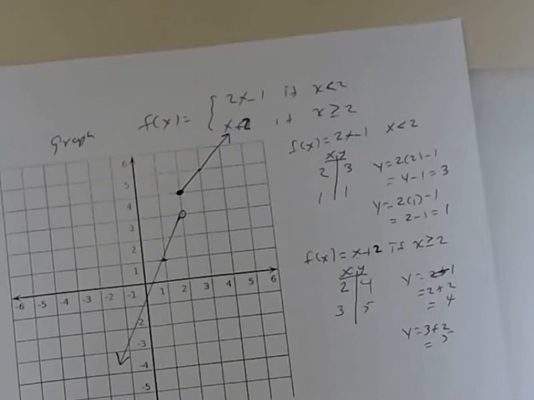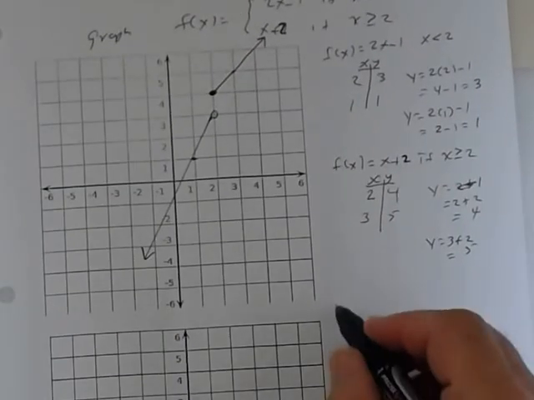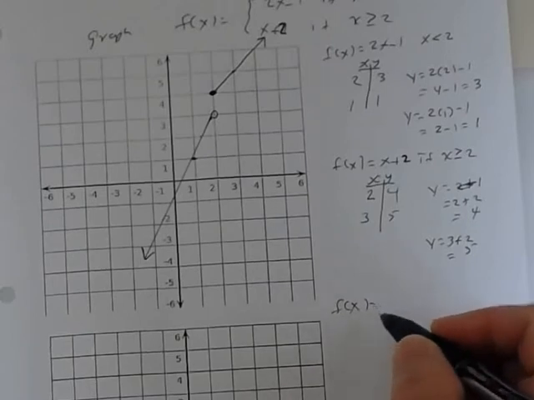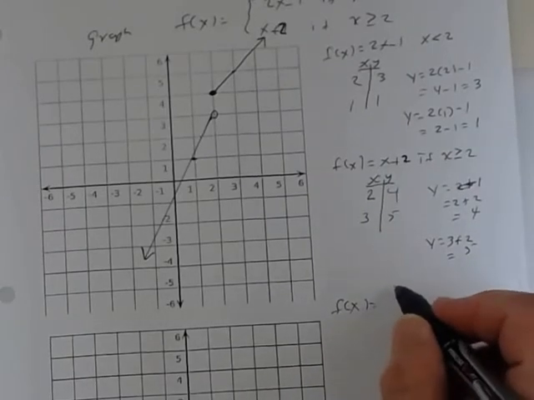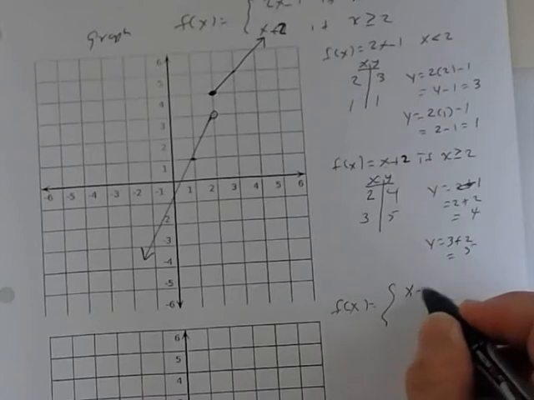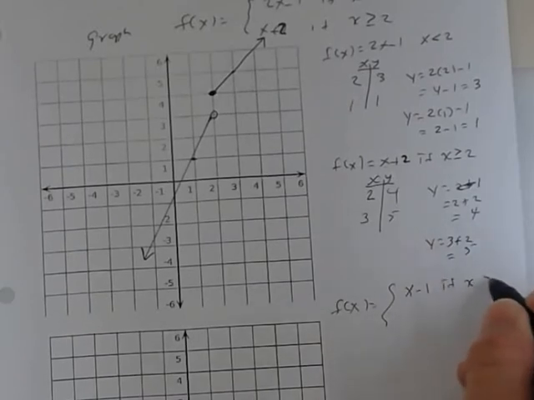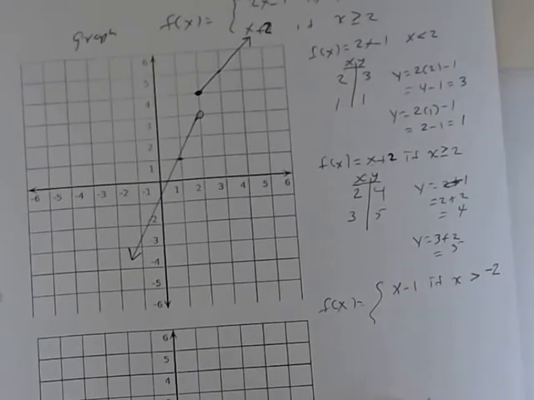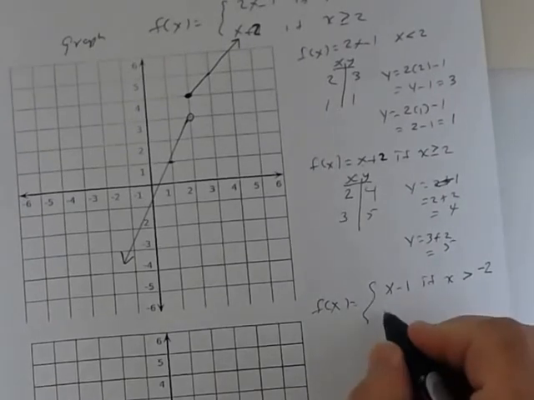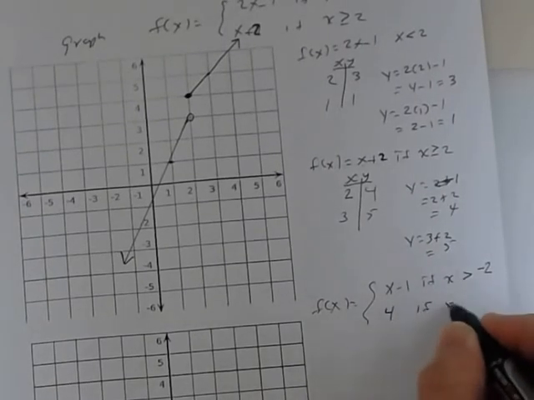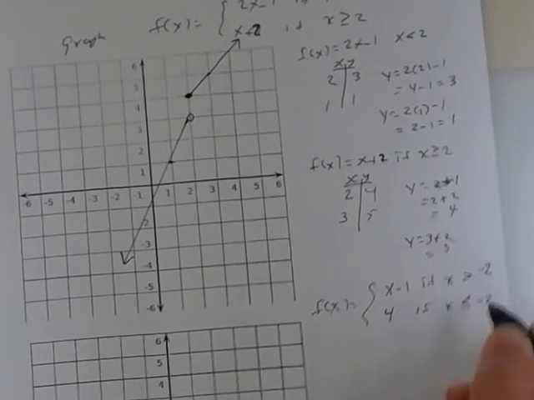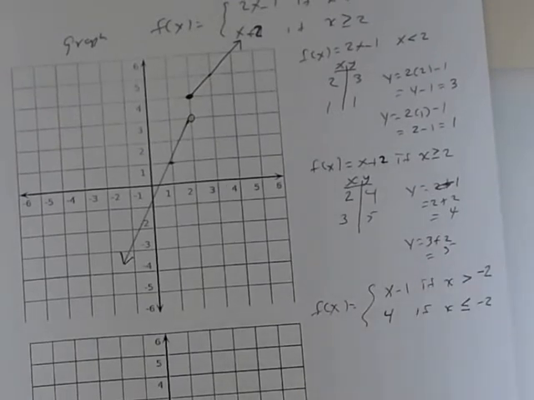Okay, let's look at this. Suppose f of x is x minus 1 if x is greater than negative 2. I'm making this up. And then 4 if x is less than or equal to negative 2. Okay, go ahead and draw that. Write that one. F of x is 4 if x is less than or equal to negative 2.